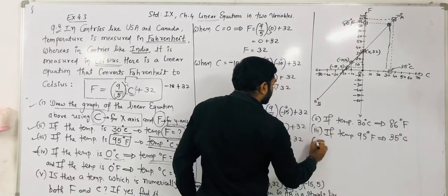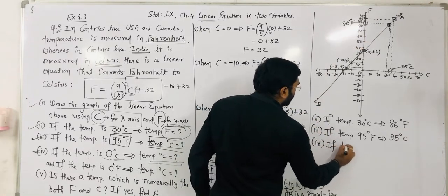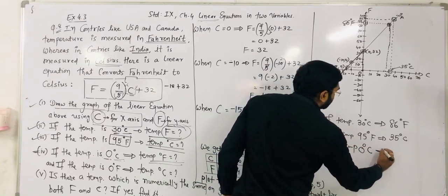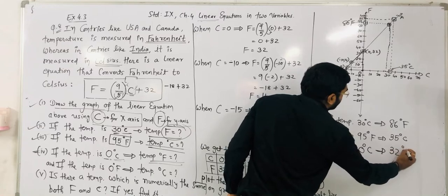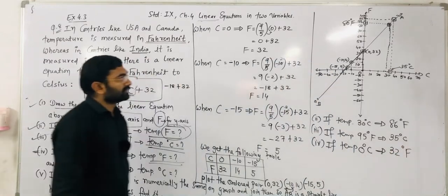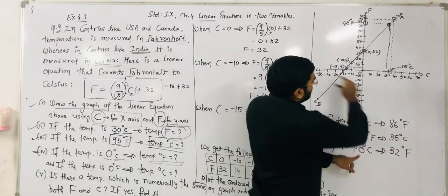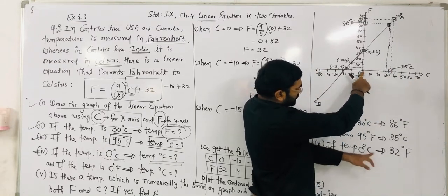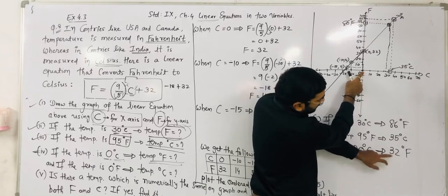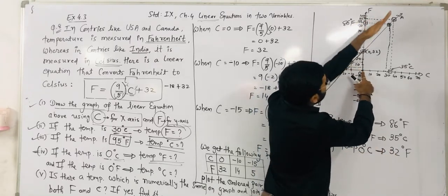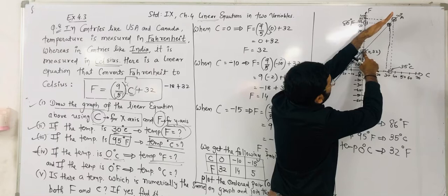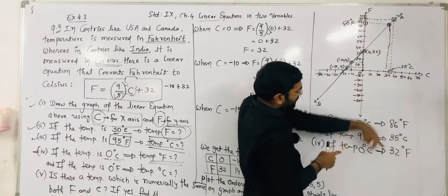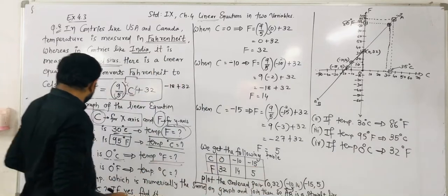So in the fourth question, if the temperature is 0 degrees Celsius, then in Fahrenheit we get 32 degrees Fahrenheit, right? On the Celsius axis, the 0 value is here. So at that 0 value, what is the y coordinate value? In the graph, that is our straight line. The straight line touches the y-axis at the 32 point. So that's why we can say 32 degrees Fahrenheit.